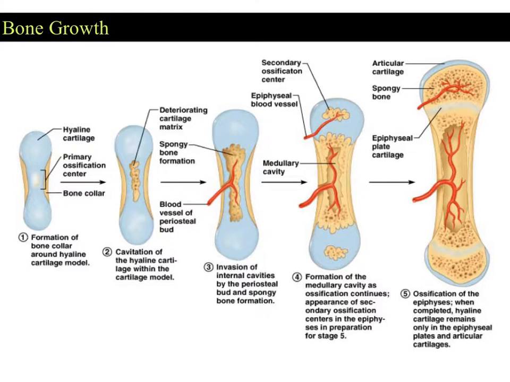This is just another picture of how it starts out as hyaline cartilage, which is the blue, and here you have your ossification center, and as it grows, you start to see how the bone actually grows in length. Here's that epiphyseal disc that we talked about before.